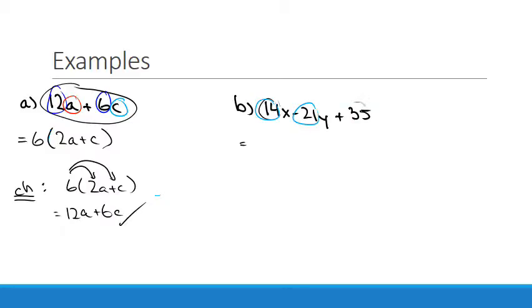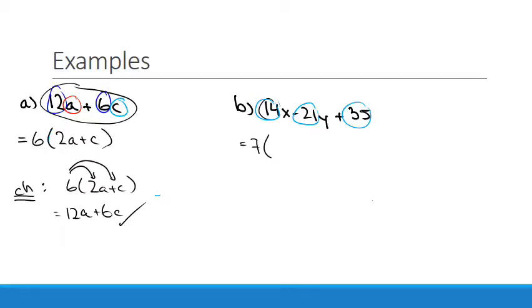14, 21, 35. Well, when I'm thinking of this, 7 pops up. So I'll write 7. 7 times 2 is 14. 7 times 3 is 21. 7 times 5 is 35. Now I'll look at the letters, and I can see there isn't an x in each term, and there's not a y in every term, so there won't be any variables part of this greatest common factor. So I'm done the greatest common factor.